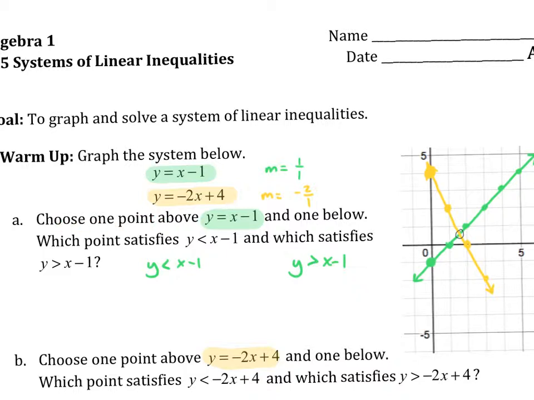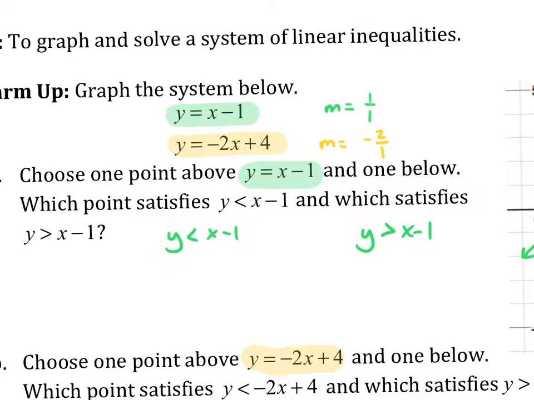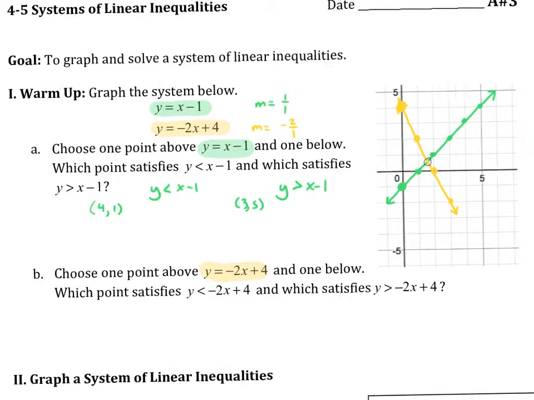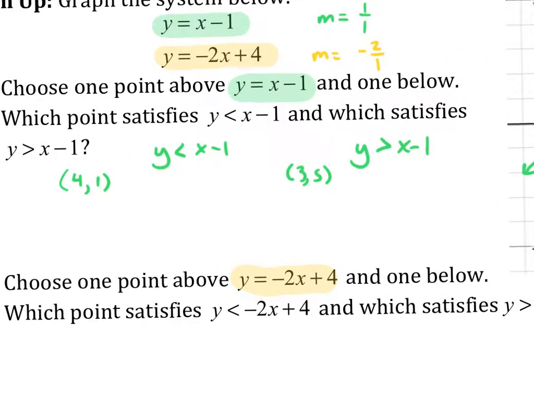Next, we're choosing a point that's above my green line here that satisfies this inequality, and then you're choosing a point underneath that satisfies this. So let's just see what points work. Somebody give me one that's below the line. So to test those, here we see if it works. So I plug a 1 in for y and a 4 in for x, and we get 1 is less than 3. Good, it does work.